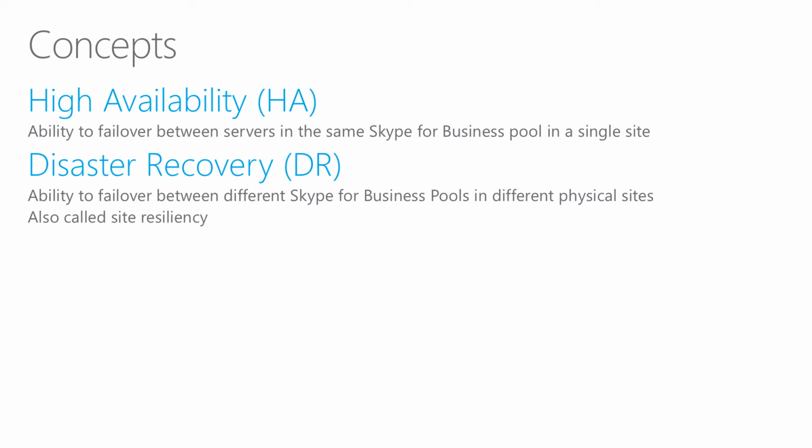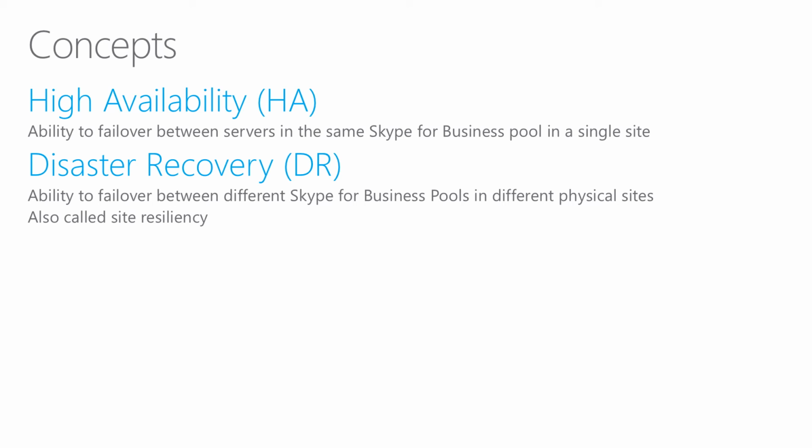High availability and disaster recovery on premises. Before we discuss high availability and disaster recovery in more detail, it's important that we define what we mean by high availability and disaster recovery. High availability is the ability to fail over between servers in the same Skype for Business pool in a single site. As an example, imagine a pool where we have 3 servers. High availability would mean that if server 3 in that 3-server pool were to fail, the workloads associated with server 3 would fail over to servers 1 and 2.